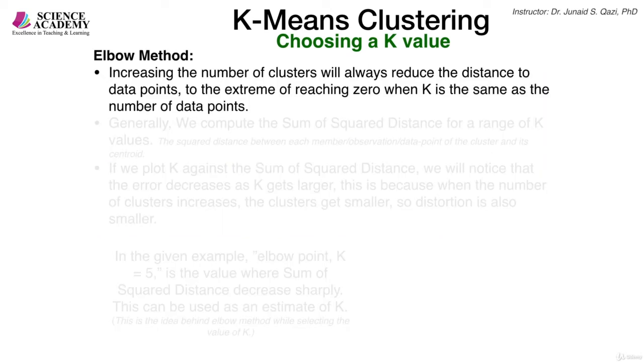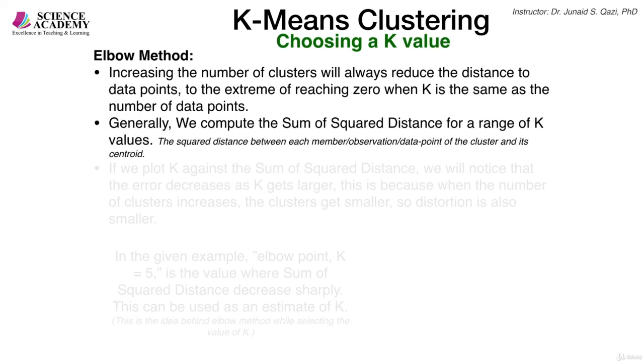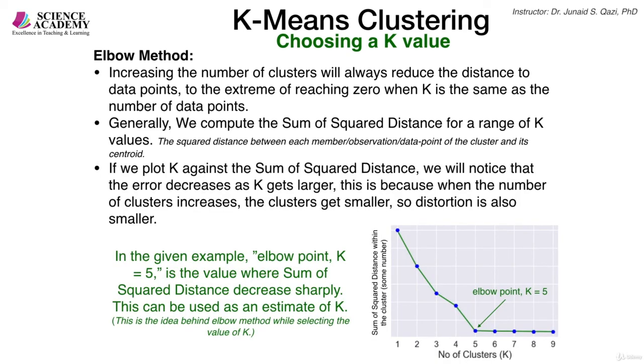Let's do some thinking here before we move on. In a given data set, increasing the number of clusters will always reduce the distance to the data points. The extreme is reaching 0 when k is the same as the number of data points. So what we do actually, we compute the sum of squared distance for a range of k values and then plot those k values against the sum of squared distance.